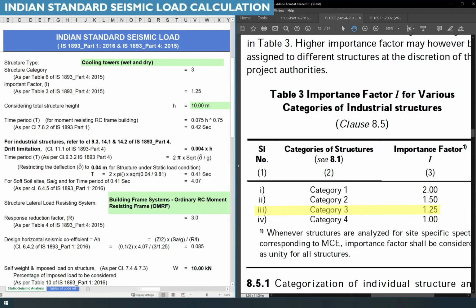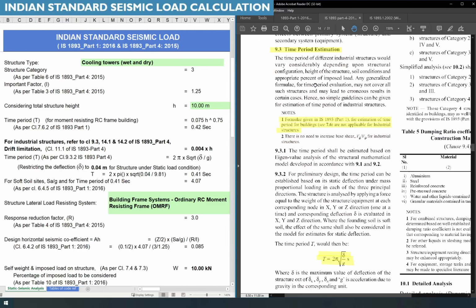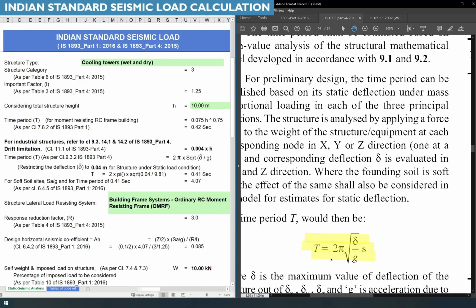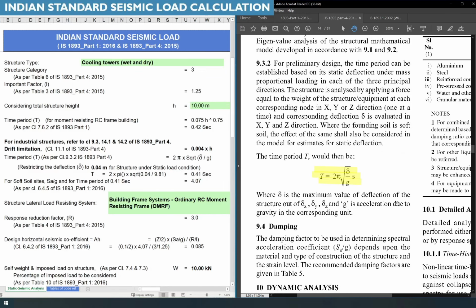So page number 14 we need to refer for clause 9.3. Here you can see the time period estimation. The time period formula is also given here, T equals 2π root of delta divided by g, where T is in seconds. So this is a formula we captured from this equation and have in our Excel calculation. Here delta is the maximum value of deflection.